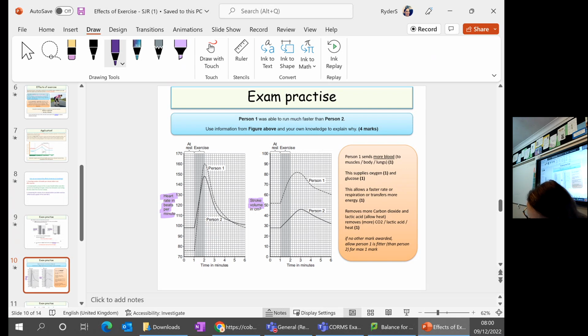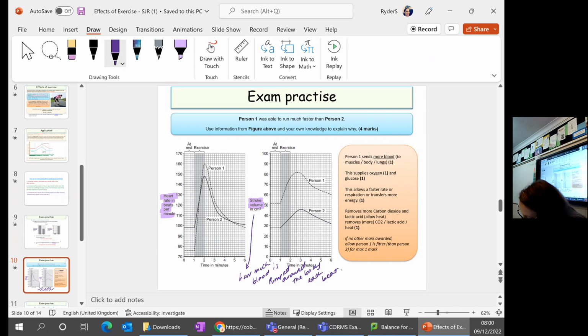That's what your stroke volume is. Okay, so let me just write that here. How much blood is pumped around the body each beat? Sorry, I can't read my handwriting.